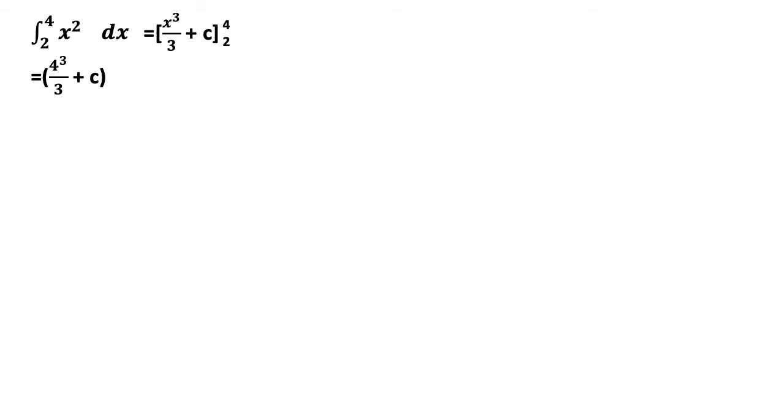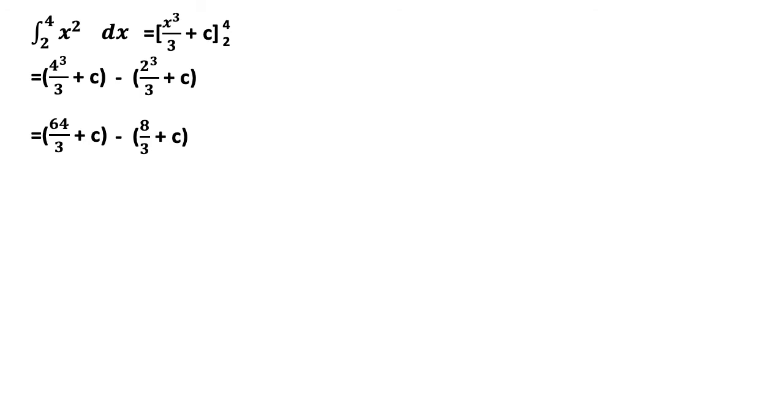I then substitute 2 in, so that leaves me with 2 cubed over 3, and then I subtract the value I get when I substitute 2 in away from the value I get when I substitute 4 in. If we simplify it, first of all, 4 cubed is 64, so that leaves me with 64 over 3 plus c. 2 cubed is 8, so that leaves me with 8 over 3 plus c.